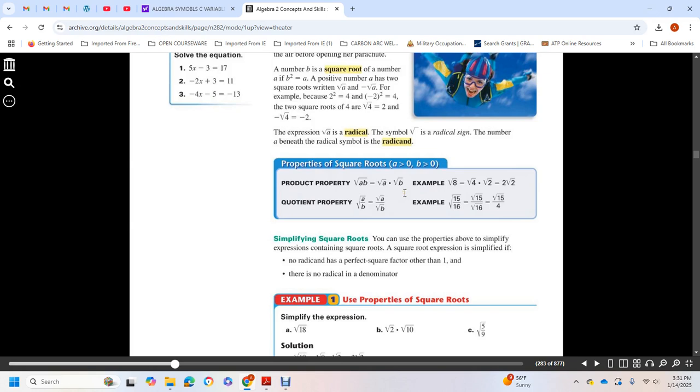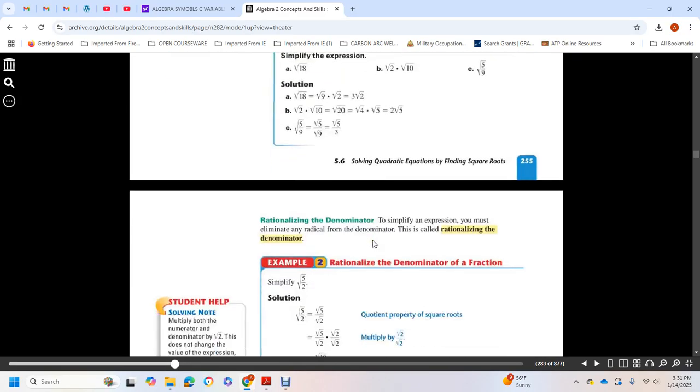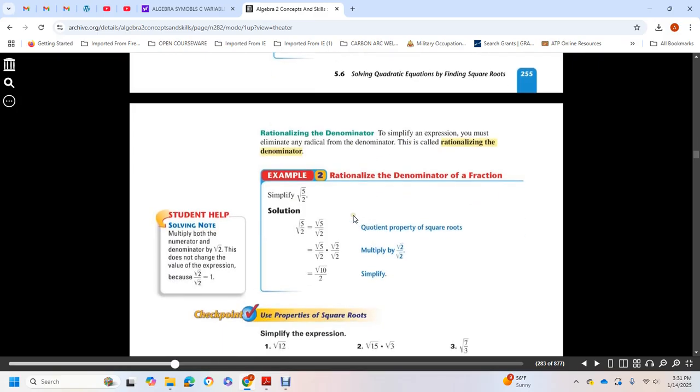Simplifying square roots. You can use the properties above to simplify expressions containing square roots. Square root expressions are simplified if no radicand has a perfect square factor other than 1, and there's no radical in a denominator. When simplifying the expression, you must eliminate the radical from the denominator. This is called rationalizing the denominator.